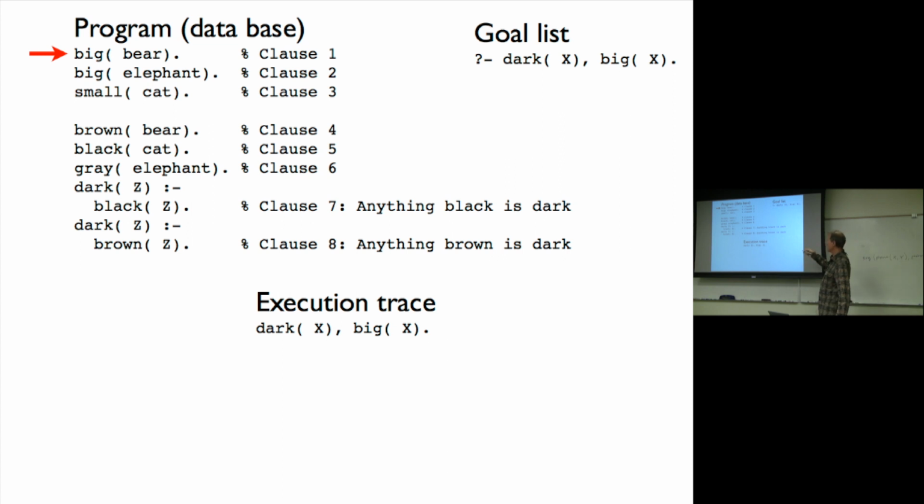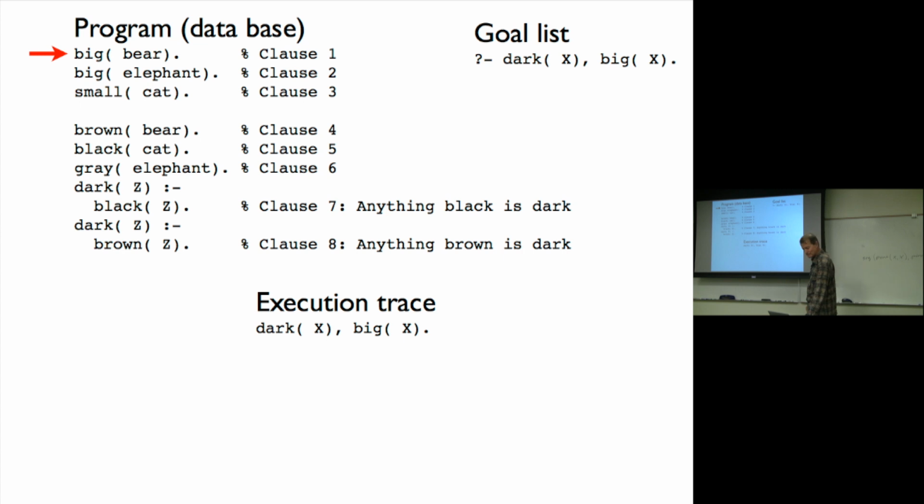Now tell me, before we actually go through, and we're going to query dark X and big X, can you tell me, do we have a dark X and X is also big? Do we have something that is both dark and big? Yes. What is it? A bear? Okay. Well, let's see how we figure out that bear is dark and big.